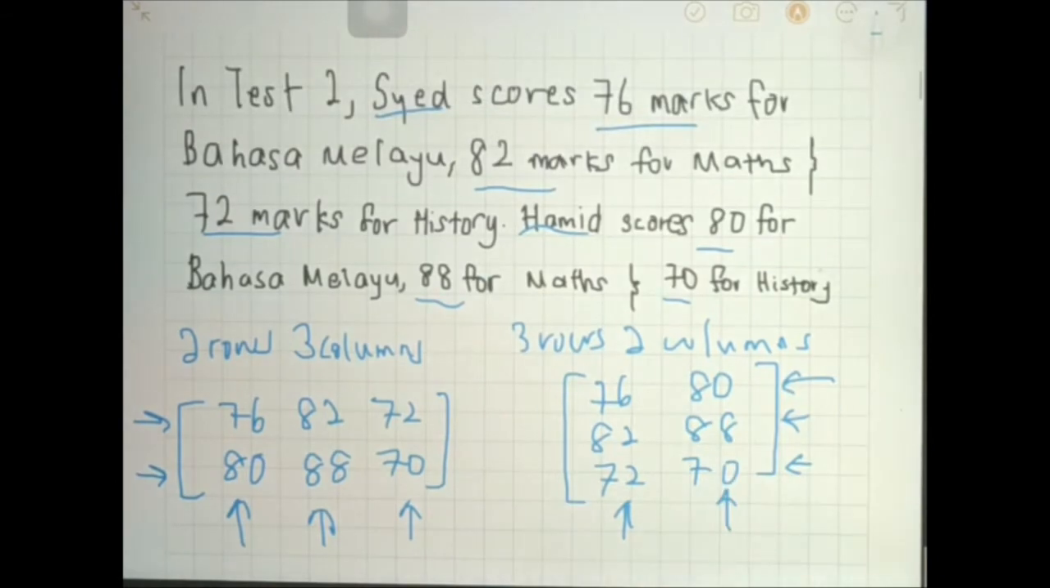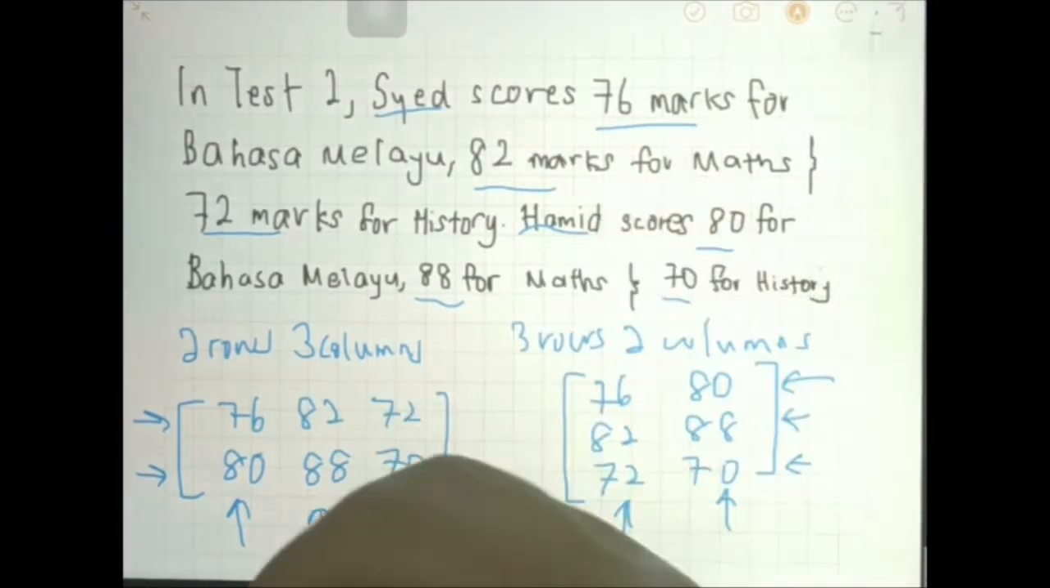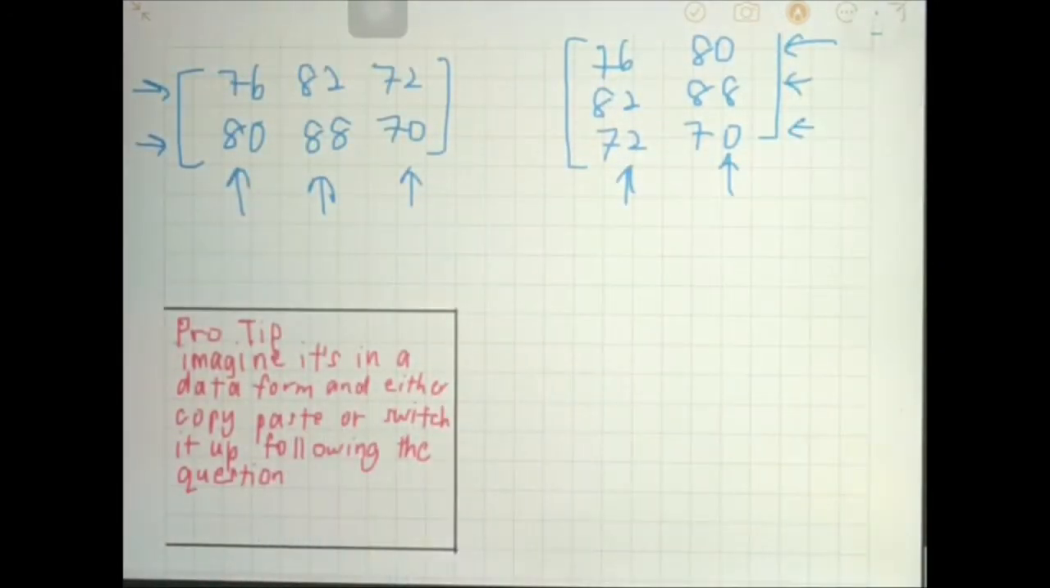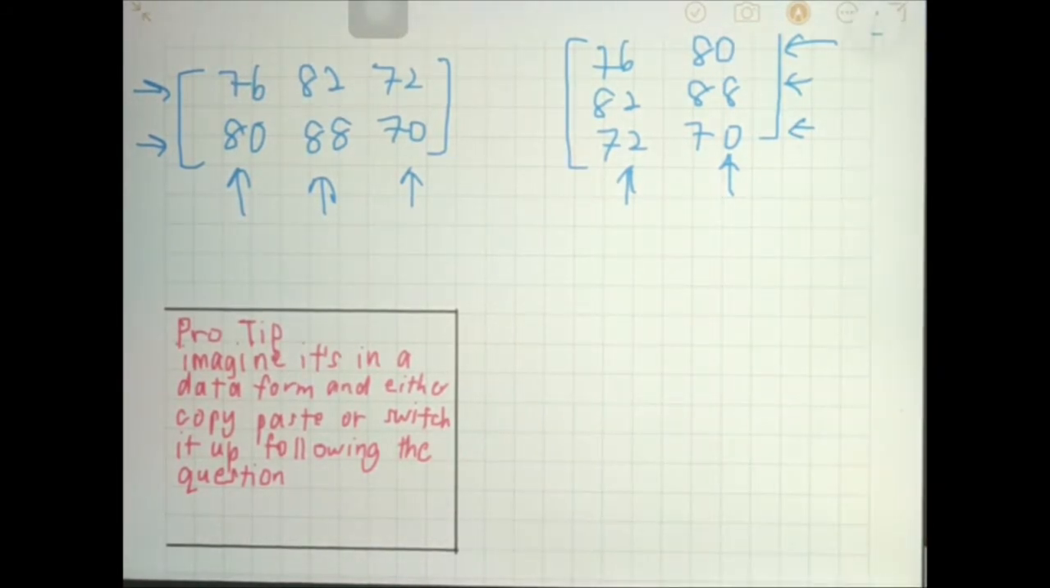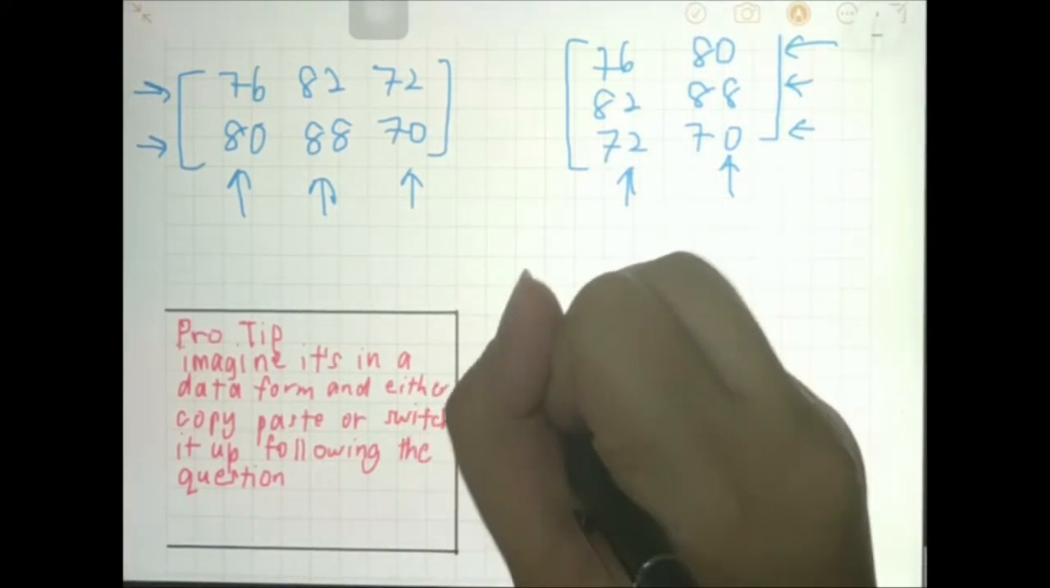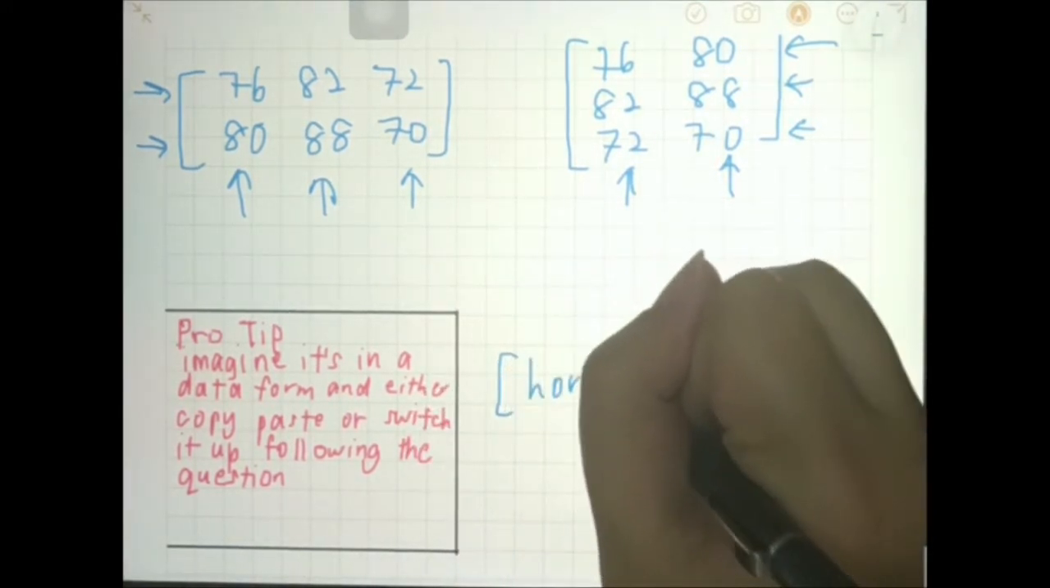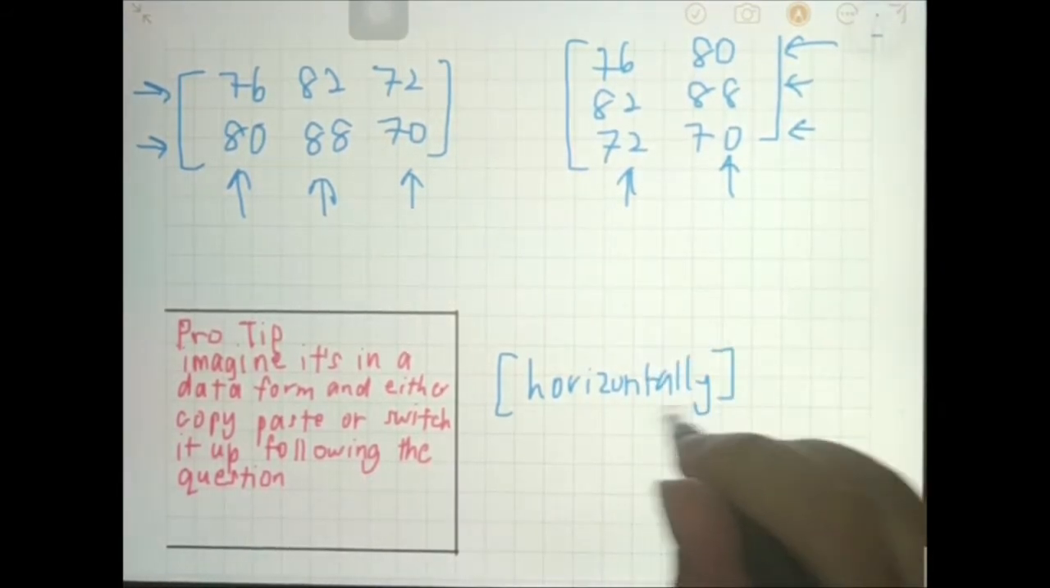Okay, now if you are given a question like this, what I like to do is imagine it's in data form, and either I copy paste or I switch it up a little following the question. Alright, easy enough, right? There's always 2 ways you can write it. You can either write it horizontally, or you can write it vertically.